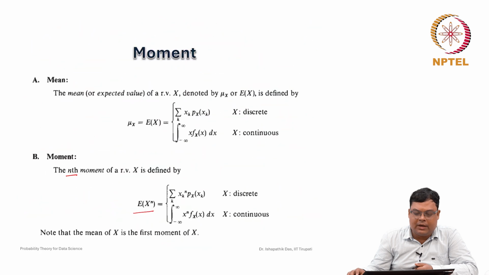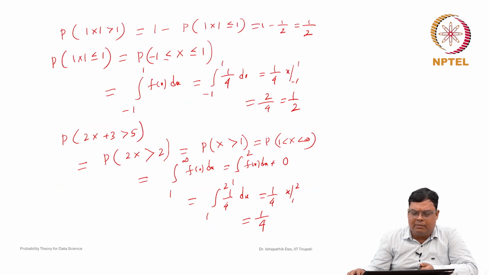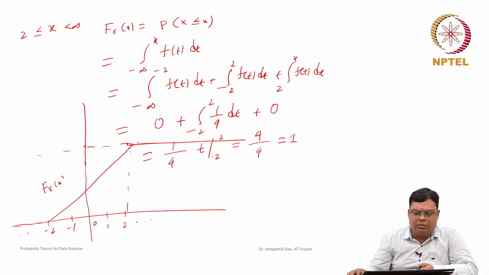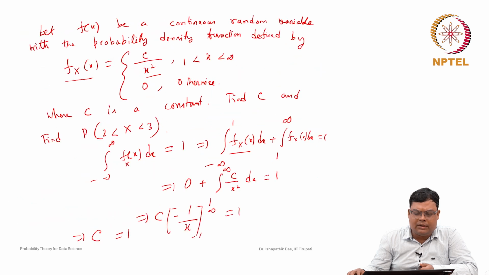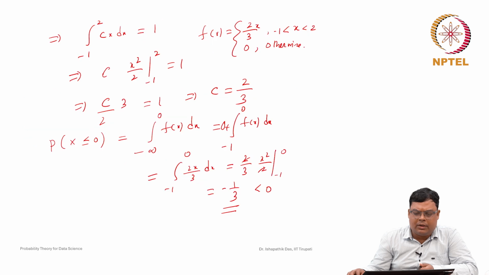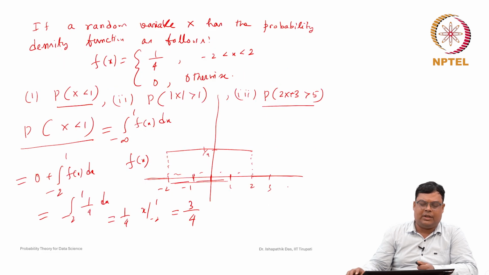For the uniform distribution, we have already discussed the mean, so you can find the variance also. Let us do another example. For this case we may have discussed it; the uniform distribution we did not discuss. Let us consider this function.